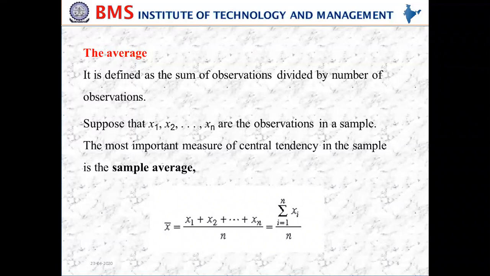Suppose that x1, x2, and so on, xn are the observations in a sample. The most important measure of central tendency in the sample is the sample average. So how will it be calculated? There are n observations: x1, x2, and so on, xn, collected in the form of data. If you plot these observations on a graph, how do they represent the central tendency? Central tendency means the tendency towards being at the center line.